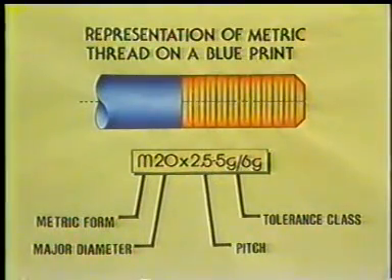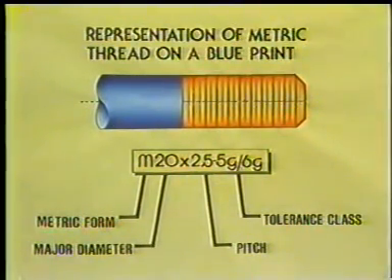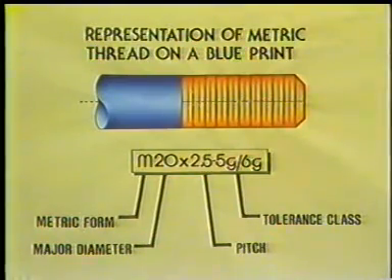And now to specify screw threads. Here M indicates that it is a metric thread. 20 is the major diameter of the thread in millimeters. 2.5 is the pitch of the thread in millimeters. 5G, 6G is the tolerance grade of the thread.